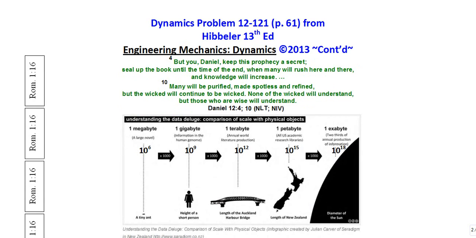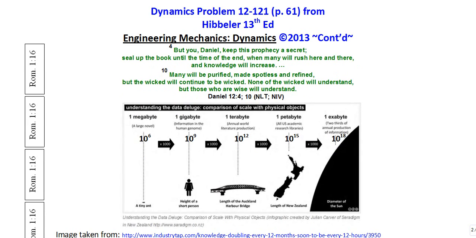In particular, you see in Daniel chapter 12, verses 4 and 10. Let me just read that. Verse 4 says, "But you, Daniel, keep this prophecy a secret. Seal up the book until the time of the end, when many will rush here and there, and knowledge will increase." Let's just take that for a second. As I was thinking about that, you see an exponential increase in knowledge, just as Daniel was prophesying about, 2,500 years ago. And isn't that interesting?